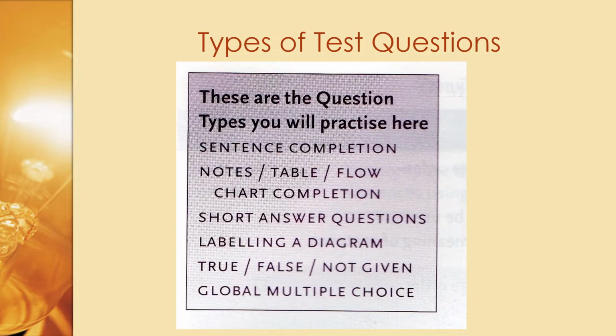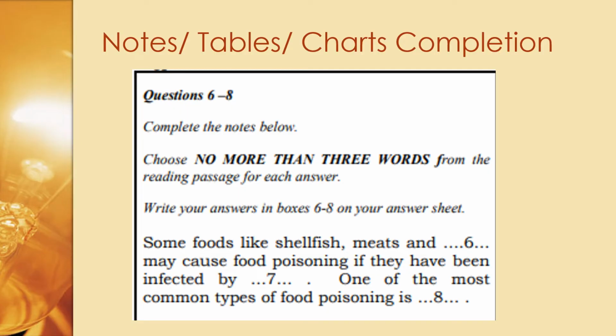What do I mean by word count limit? Here is an example. The instruction says that no more than 3 words from the passage should be written as answers. What does it mean? First, it means that your answers should not be more than 3 words, and that these words should also be seen in the reading passage. For example, number 6 should be given an answer with no more than 3 words coming from the passage. Your answer may only be just a word or 2 or 3, but not more than the prescribed word count.